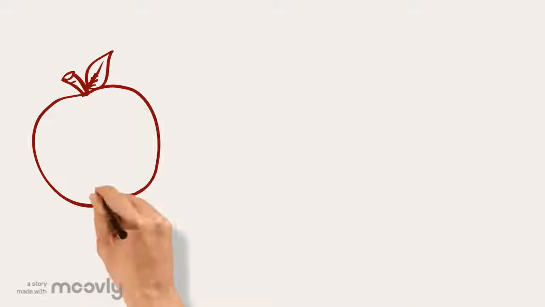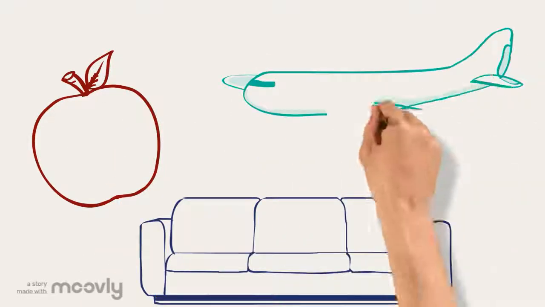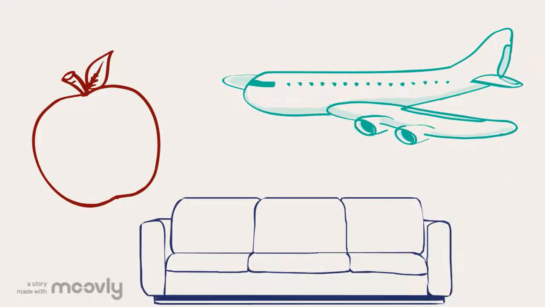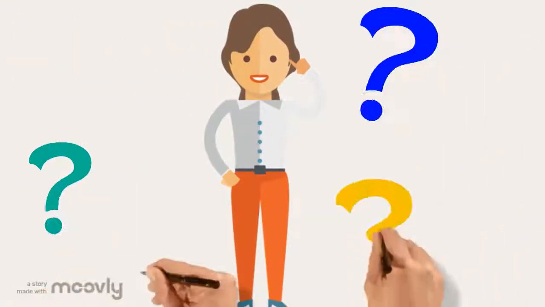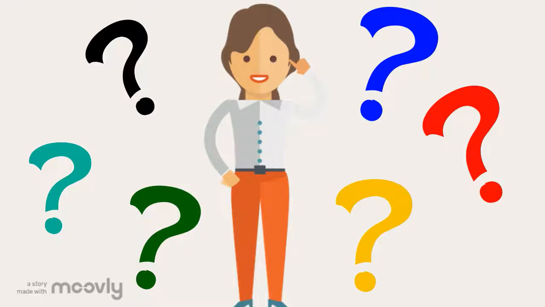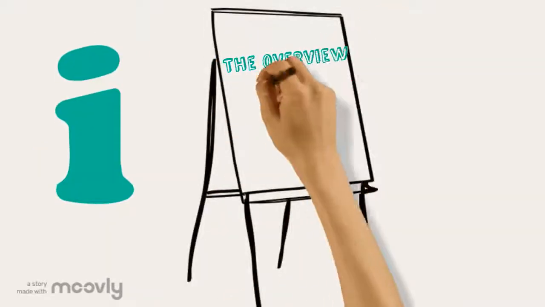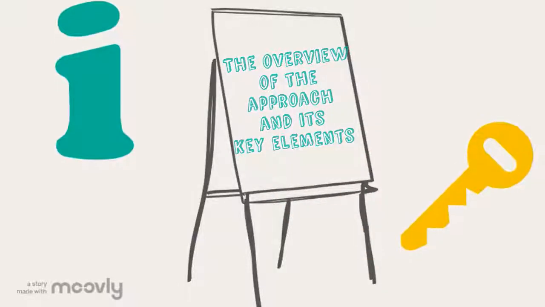So, grab a snack and get comfy as we're about to go on a journey to see what a Reggio Emilia-based classroom might just look like. You might be wondering, what is the Reggio Emilia approach about? Well, let's start off with the basics, which is the overview of the approach and its key elements.